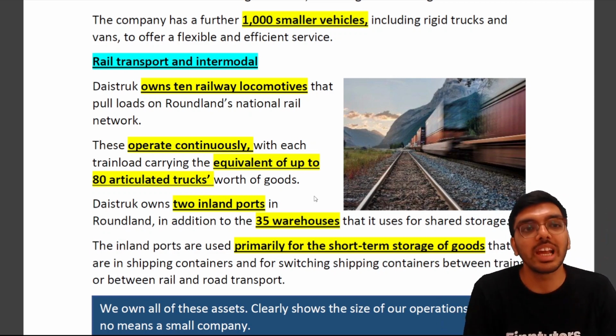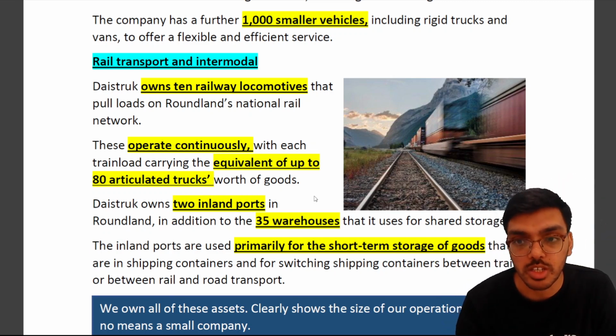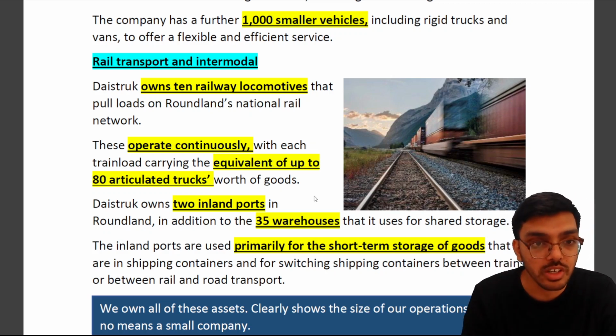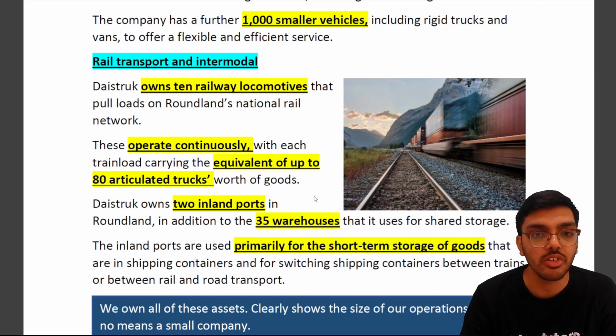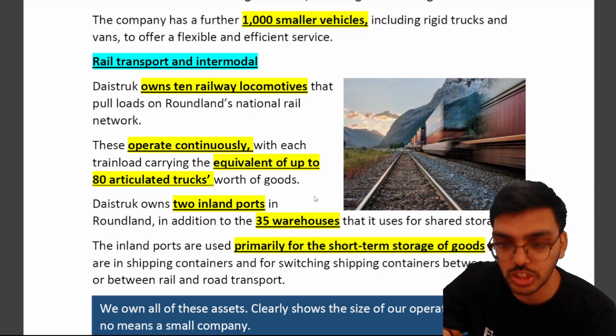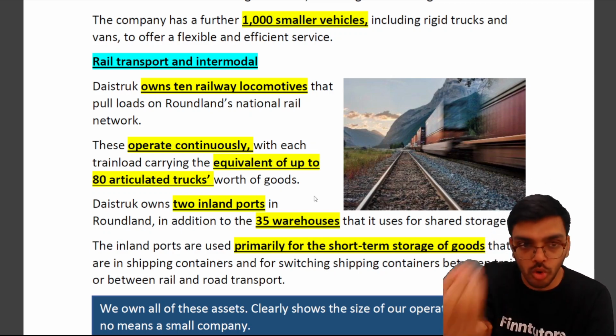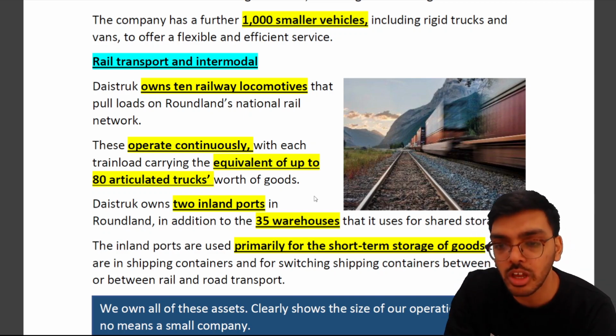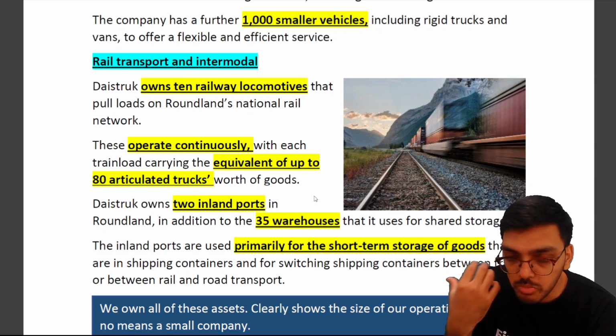We also offer rail transport and intermodal services. Our company offers a variety of services, if you're seeing the different nature of services. Daistruk owns 10 railway locomotives that pull loads on Roundland's national rail network. So you're using the national rail network. The Roundland National Rail Network Authority, which will be a government organization, is one that you are dealing with to run these locomotives, to run these trains, because you are using national railway lines.